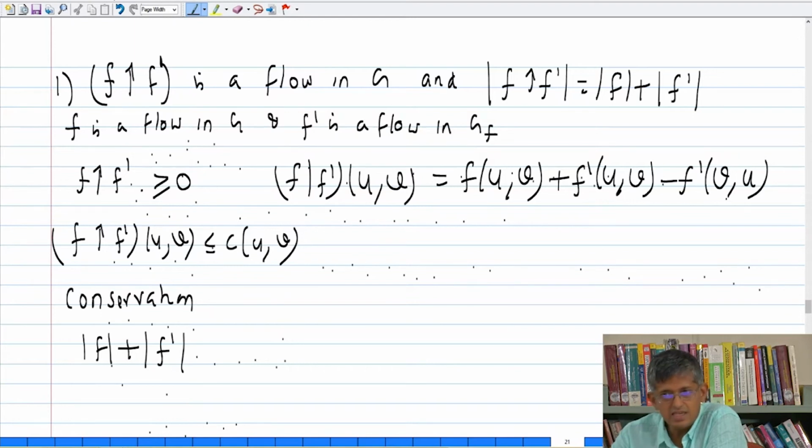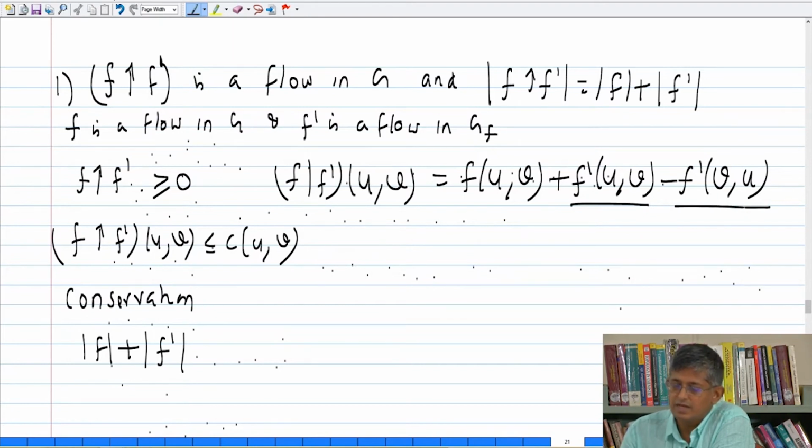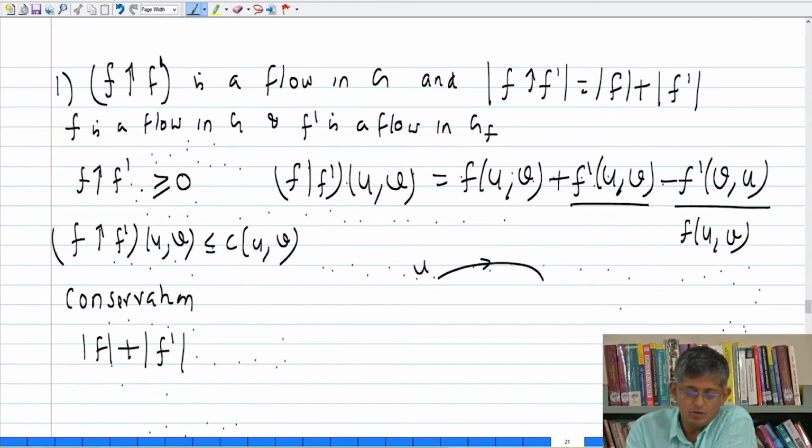You need to remember that f is a flow in G, f prime is a flow in G_f, the residual network. Why should this formula be non-negative? Exactly. So what she is basically pointing out is that this term f prime of v comma u, for an edge which is present in the network, is actually bounded by f of u comma v. Remember that you are looking at a particular edge uv. Recall the definition of residual capacity.